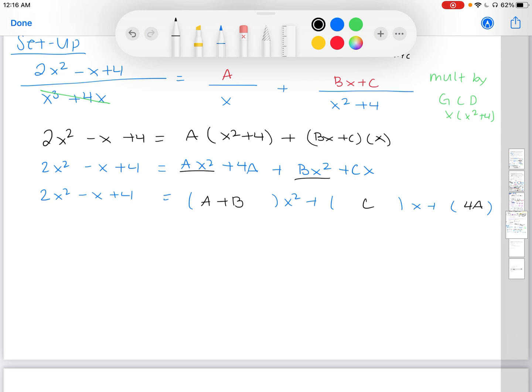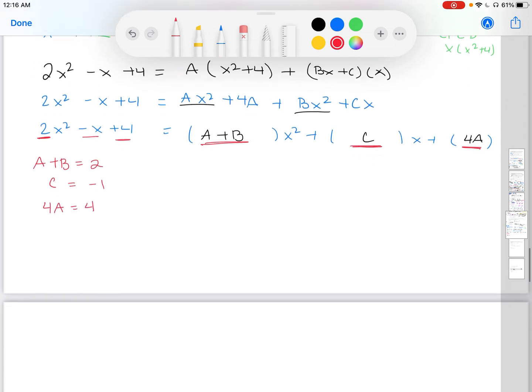All right, let's set it equal to our numerators' coefficients. So we have a 2 for our a plus b. A plus b equals 2. For our x, we have a -1. So c equals -1. And then 4a is equal to 4. This was not so bad to solve. So we're left with a is equal to 1. C is equal to -1, and if we plug it into that first one, we get that B is equal to 1.